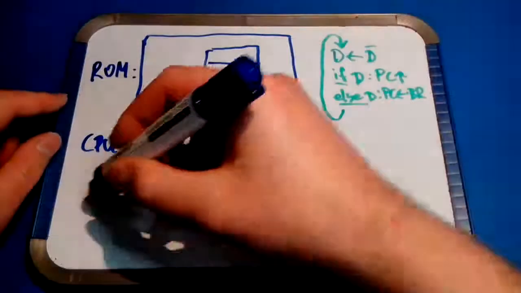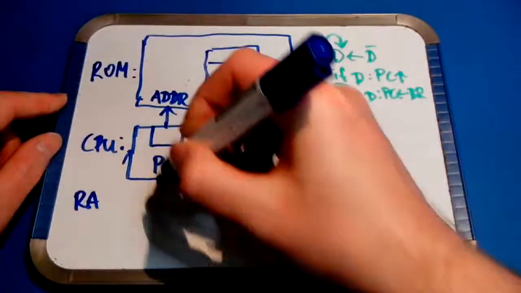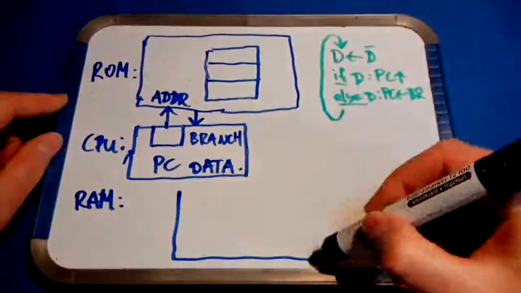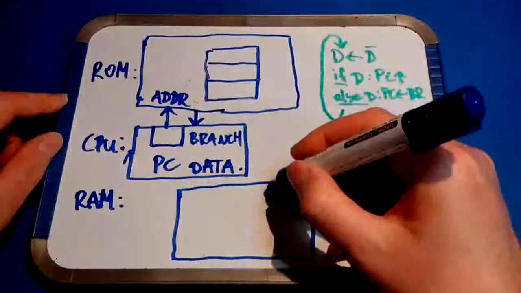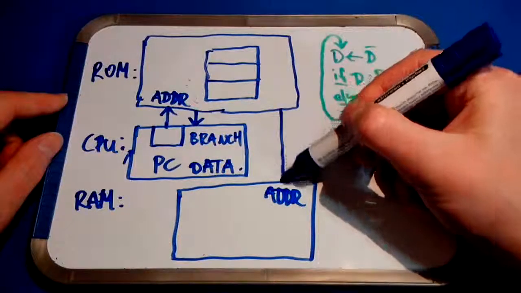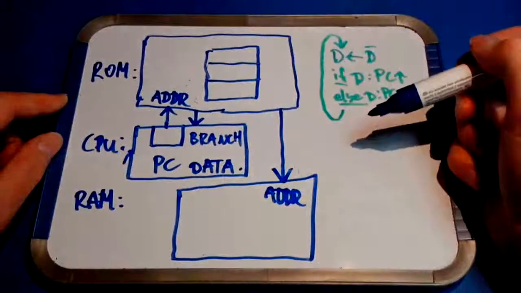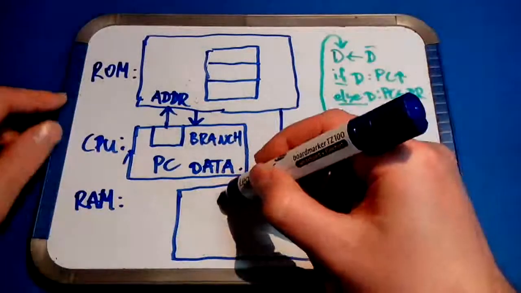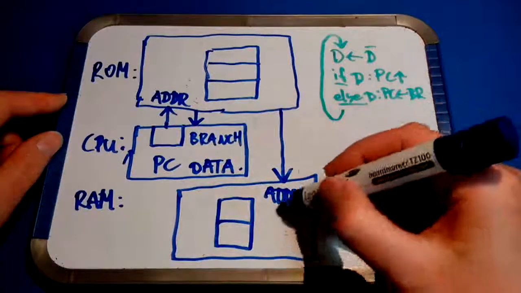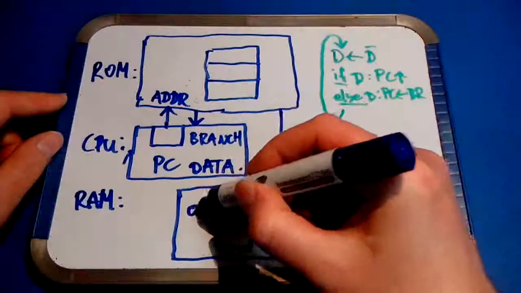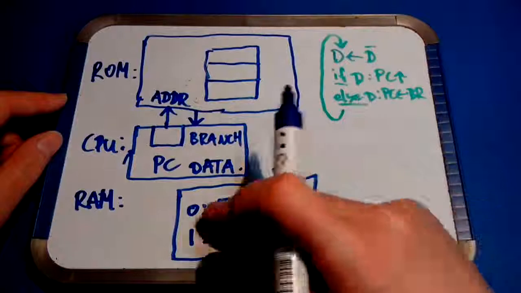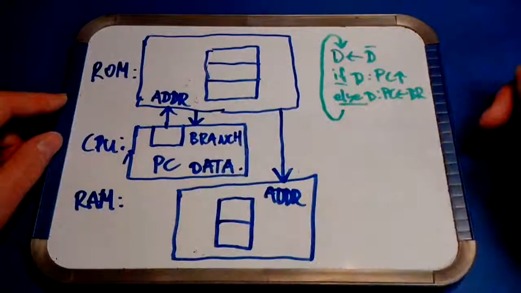Furthermore, there's a RAM. Looks a lot like the ROM. It is also a block. It also has an address input. In this case, it's the ROM that selects the RAM address. Let's assume the RAM has 2 cells, and once again the address selects between RAM cell 0 or 1.